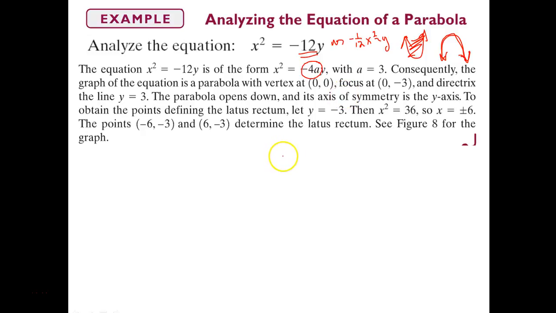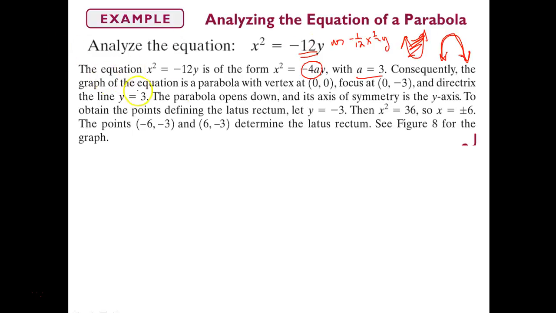Negative 4a equals negative 12. That leaves me with a has to be 3. That value that you find, which I was calling c on the other page because it's a different a from the negative 1/12 from the ax squared, is the distance that your focus and your directrix are from the vertex. So if you were standing at the vertex, you would have to take 3 units into the parabola to stand on the focus, and you would have to take 3 units out from the vertex to then draw your line.